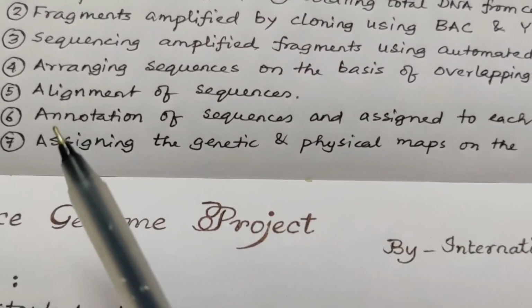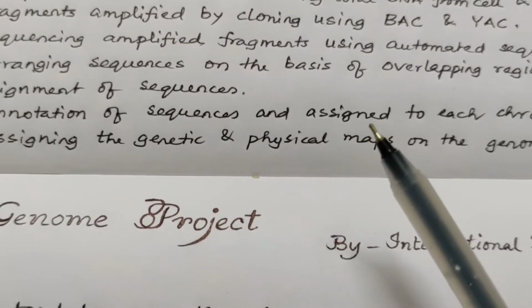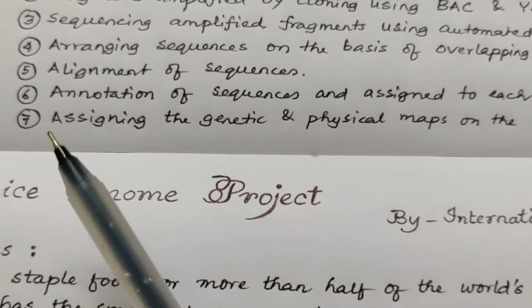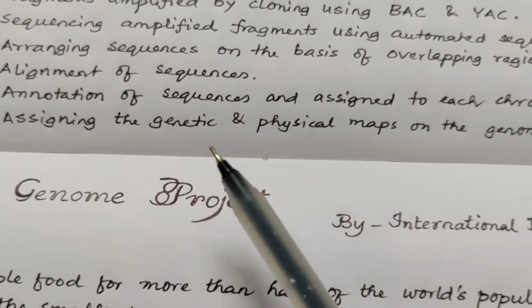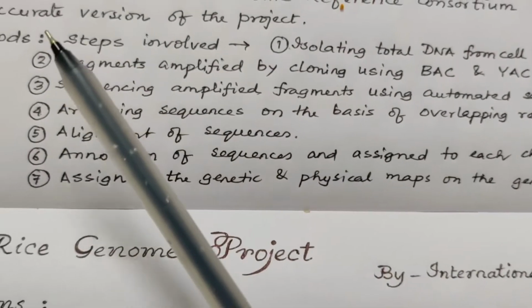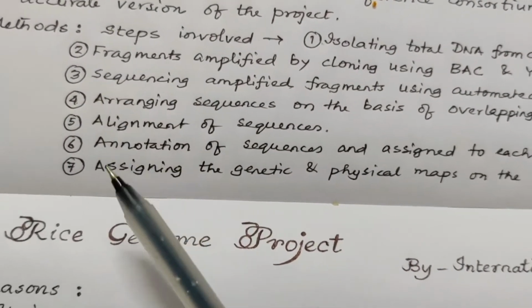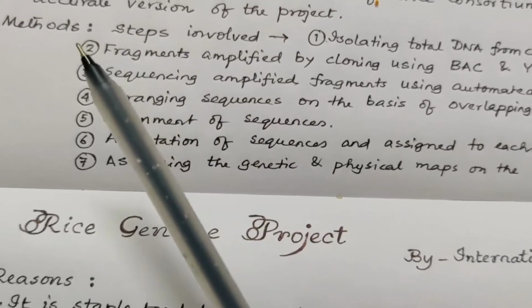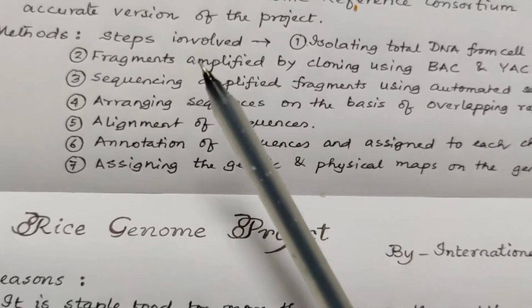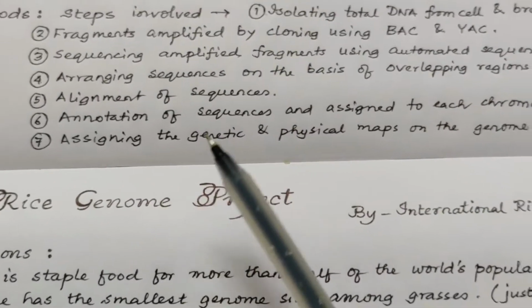Number 6, annotation of sequences and assigning them to each chromosome. And number 7, assigning the genetic and physical maps on the genome. Actually, these things come up during the time of setting questions. What were the steps involved during DNA sequencing during HGP?